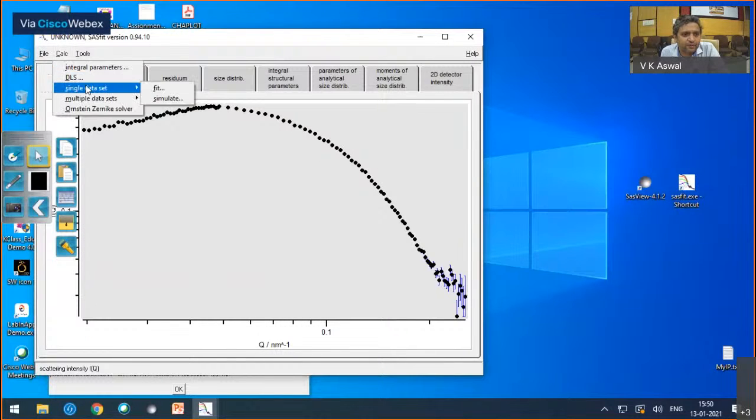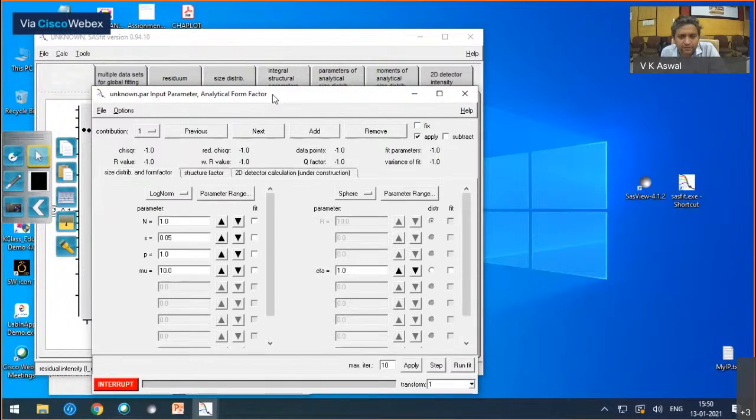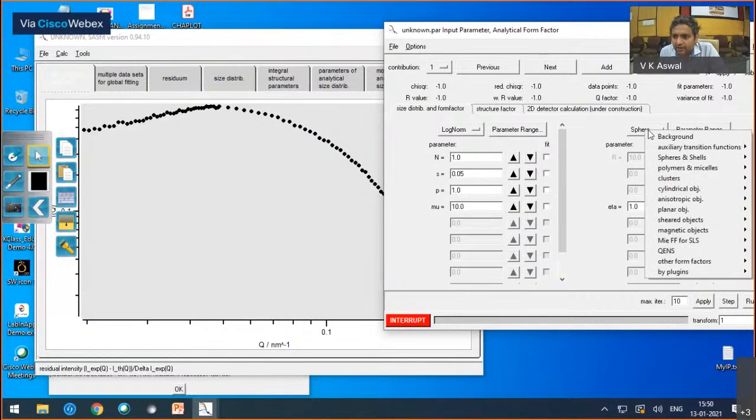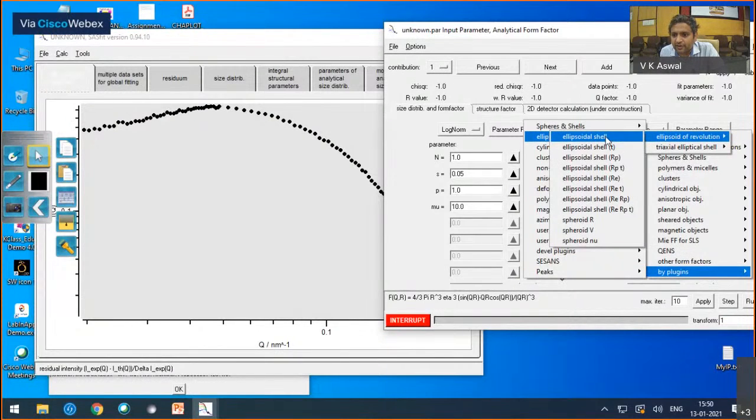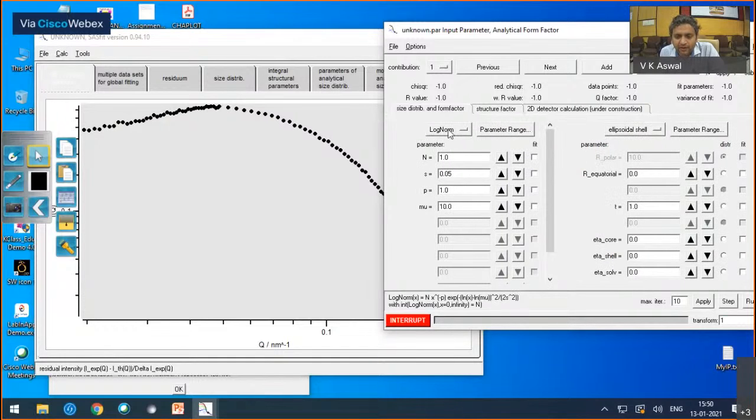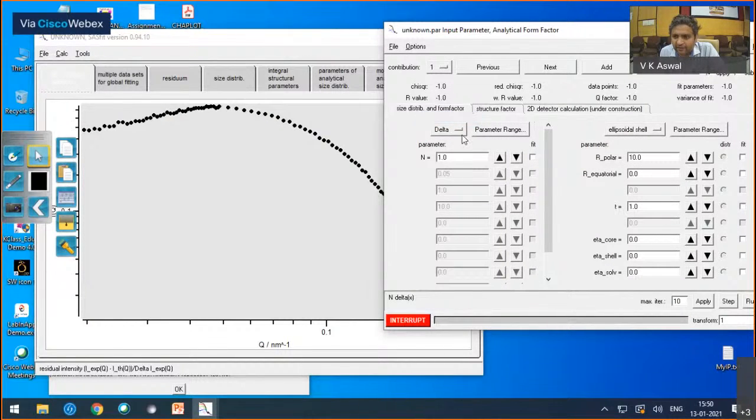Close. So ellipsoidal shape, it is in plugins, ellipsoidal object, and I will choose ellipsoidal shell. To start with, I will not choose any. So polar axis, roughly let's say 15, equatorial axis, roughly say 22. Shell thickness is 0, only core and shell and solvent.